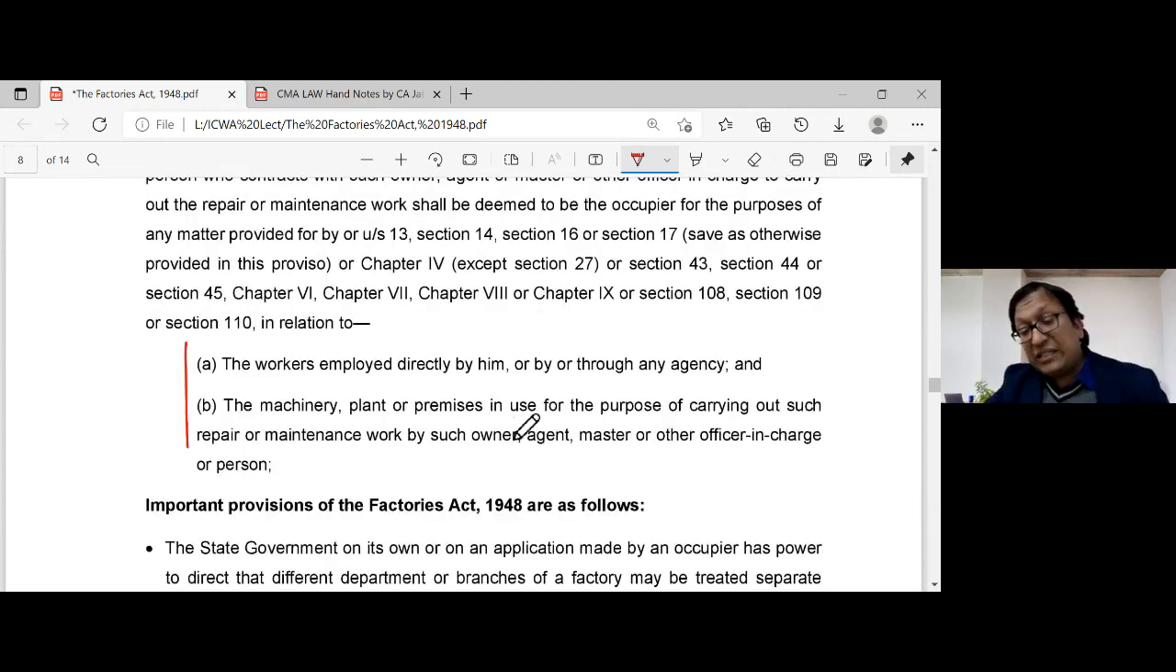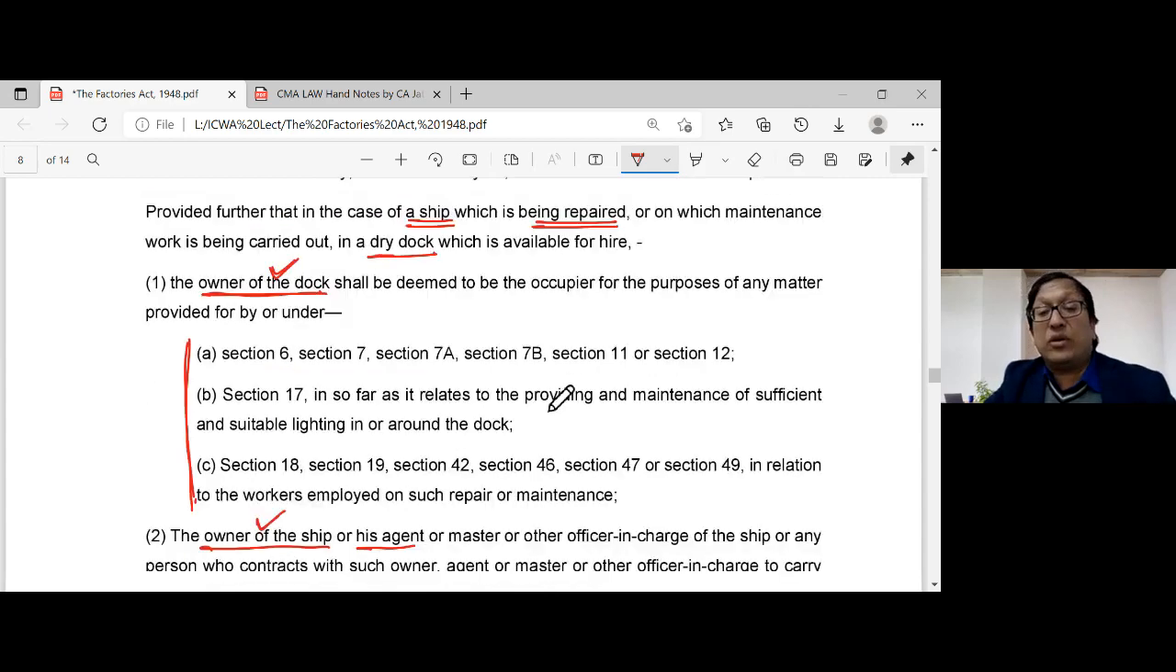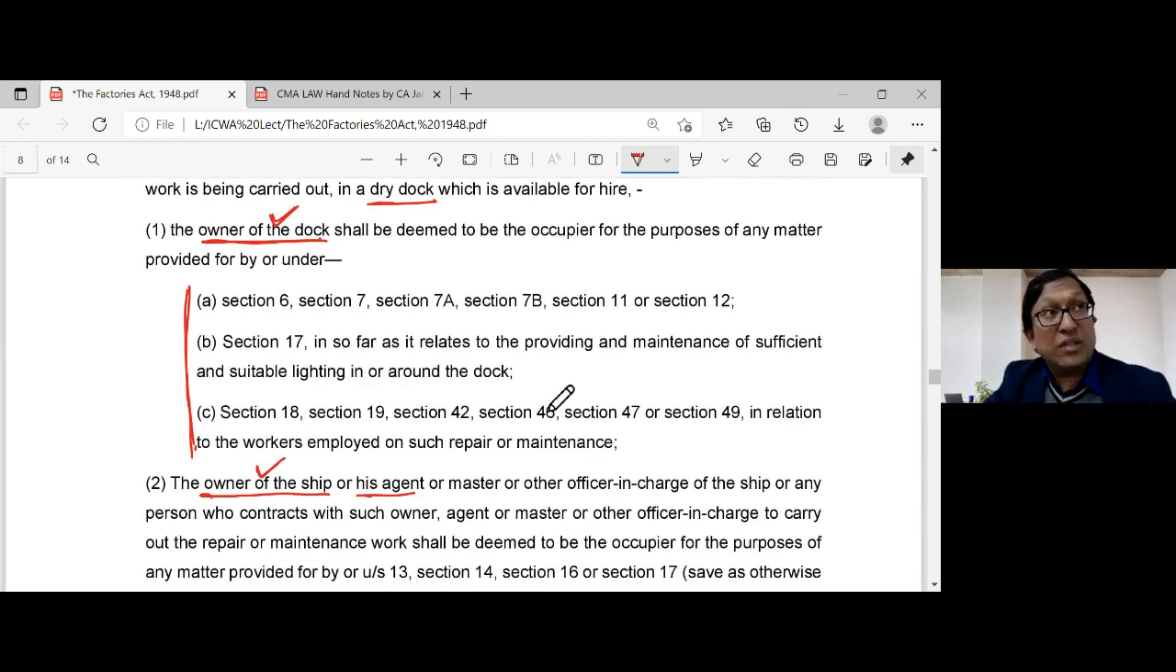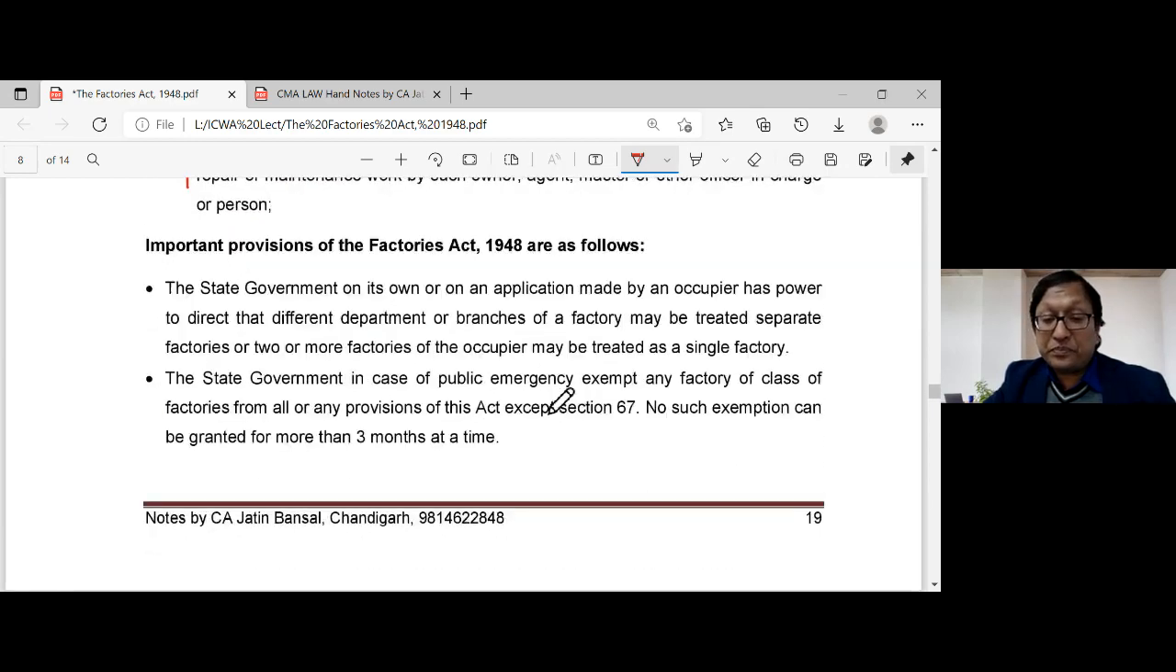You need not study it in detail. Simply you need to understand the concept that in case of a ship under repair and maintenance in a dry dock, who will be the occupier for it? For some activities it is the owner of the dock, and for some activities it is the owner of the ship.